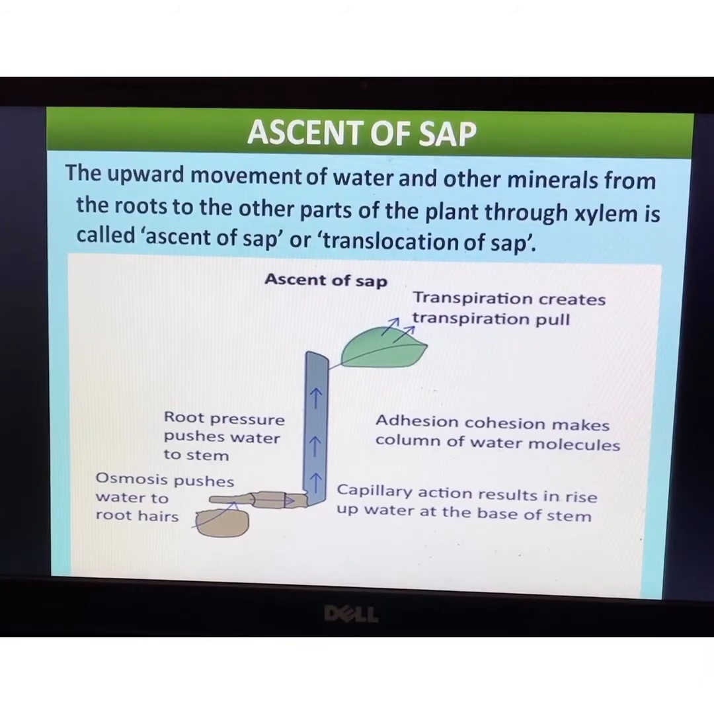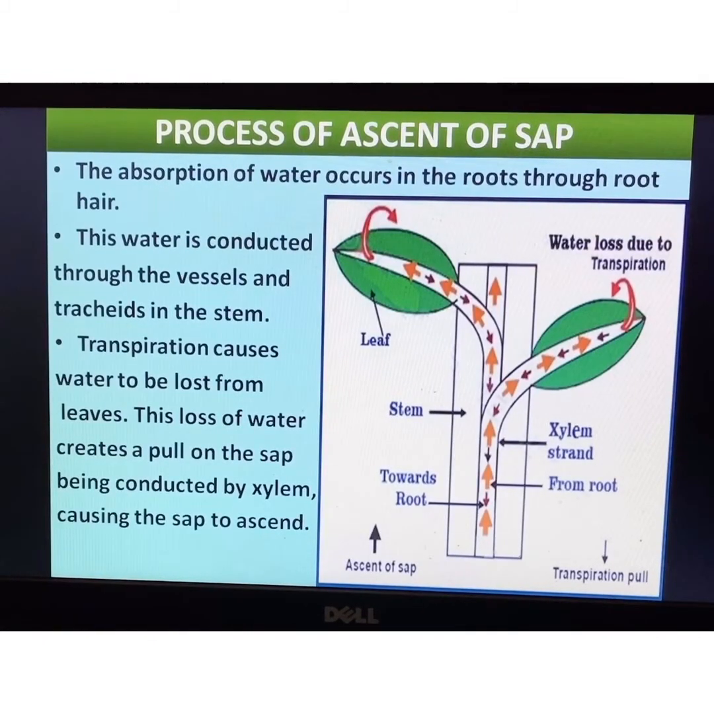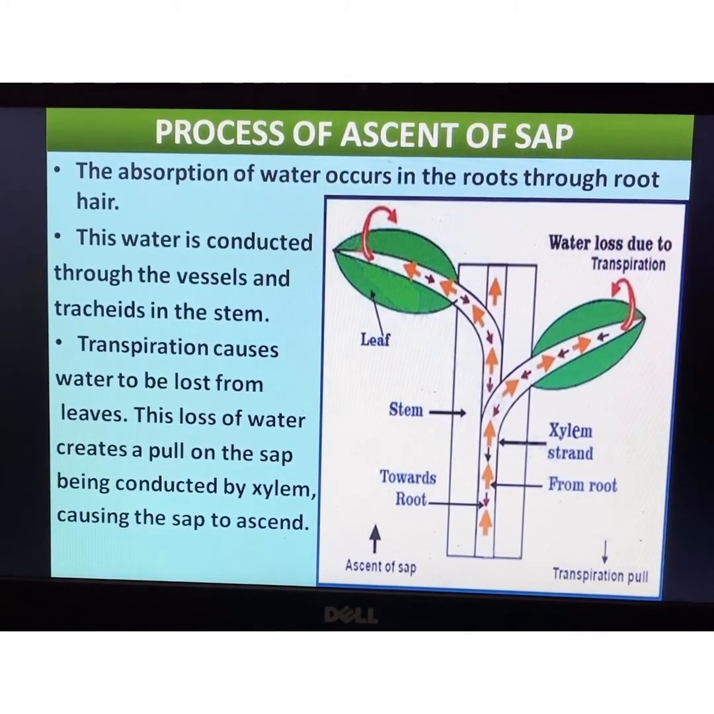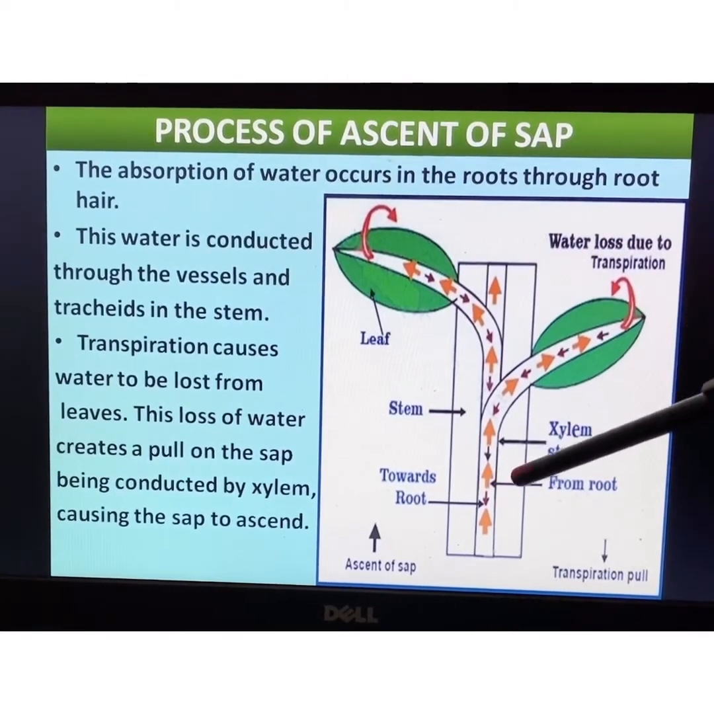So all of this together pushes the water up the stem. All right, and then water rises up. That is ascent of sap. Let's see what else is being explained. Now, the absorption of water occurs in the roots through root hair, right? That we have seen. This water is conducted through the vessels and tracheids in the stem. Now, vessels and tracheids are part of which tissue? Right, xylem.